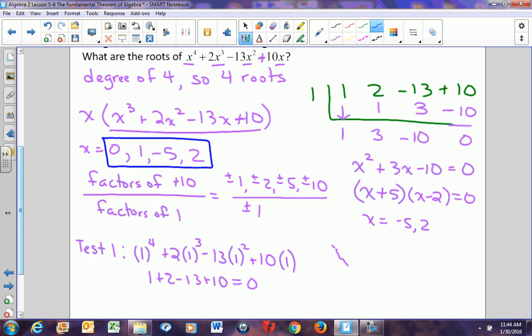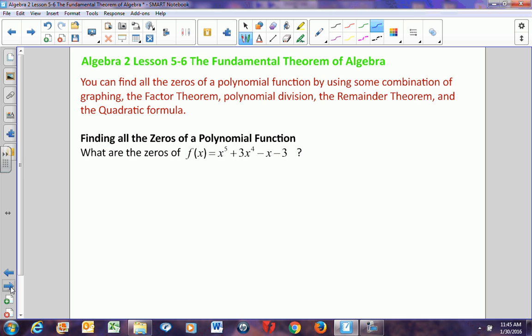So what you do is you try to figure out what your possible roots are, test them. Once you can get it down, you can start using synthetic division. And once you get it down past synthetic division, you can get it all the way down to the quadratic formula and solve it. Now, there's another way of doing this, which is slightly similar. You can find all the zeros of a polynomial function by using some combination of graphing, the factor theorem, polynomial division, the remainder theorem, and the quadratic formula.